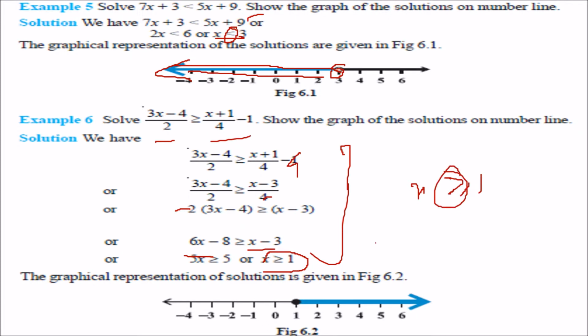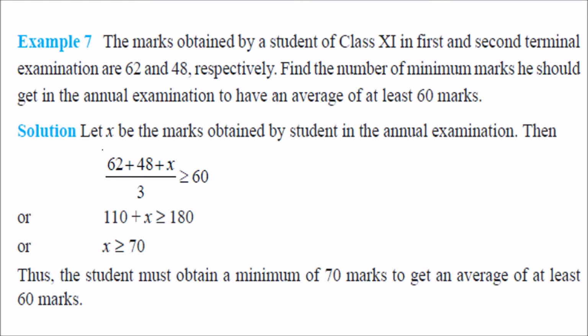So x greater than or equal to 1. Now this is what you need to place: a circle which is filled, not hollow, because this is not a strict inequality. And what is the mark you are going to show? x greater than or equal to 1 means all the values which are greater than 1. This is the answer.